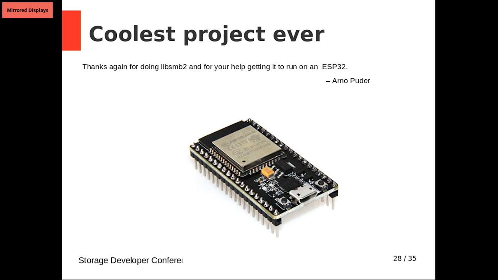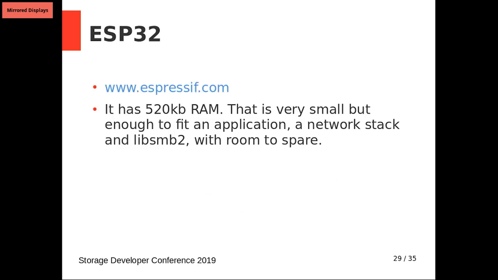But the coolest project ever: ESP32 is a microcontroller, a system on a chip. It comes with about 500 kilobyte of total RAM. And inside that, you have to fit whatever kind of kernel you have, the network stack, etc., your actual application, and Libsmb2. A really cool guy called Arno Puder did this and helped me with it. There's a link to the vendor of this microcontroller. 512K, that's small.